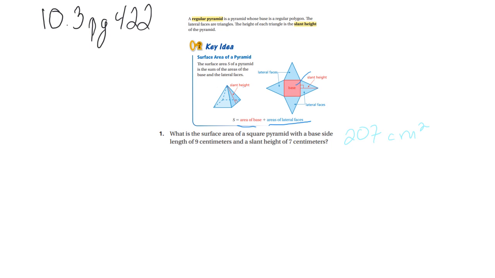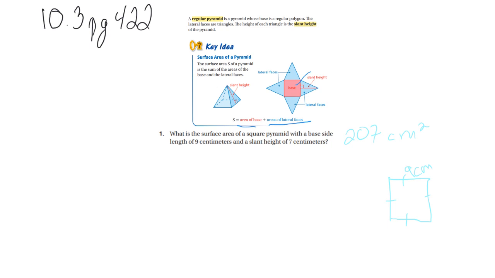So the surface area of a square pyramid, so that's like the one we have up here in our example, with a base side of 9 centimeters. And it's a square, so if you have 9 centimeters here, that means you have 9 centimeters on all the sides. That's what that line in the middle means. That means they're all the same length.